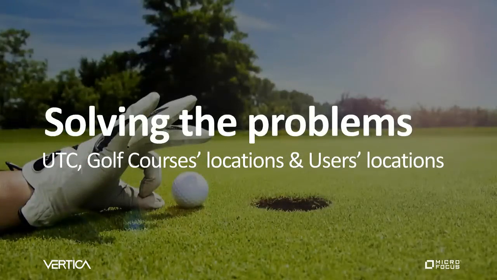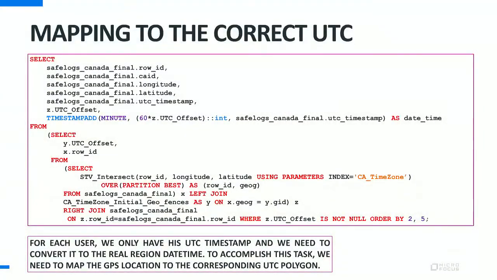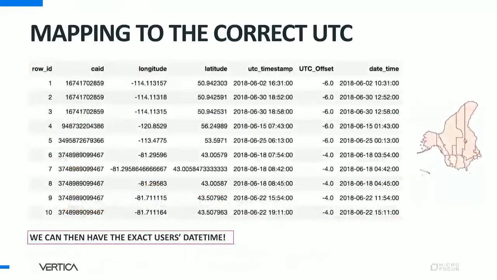Let's try to find the areas where golf players are mainly living. As I explained before, the first step is to map the correct UTC. It is a simple usage of the STV intersect function, so a spatial join. A simple query will just solve this problem. And in the next slide, we can see the result of the previous query. We can use the Vertica timestamp functionalities to easily convert the UTC plus 0 to the correct one.